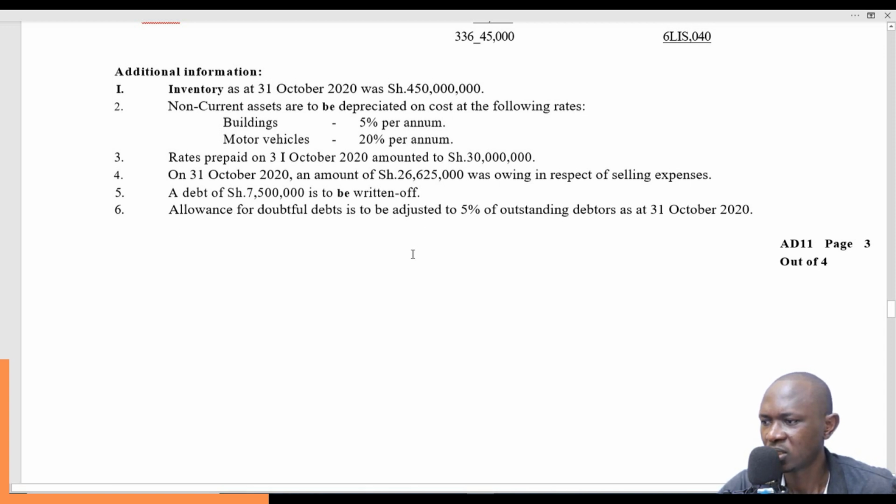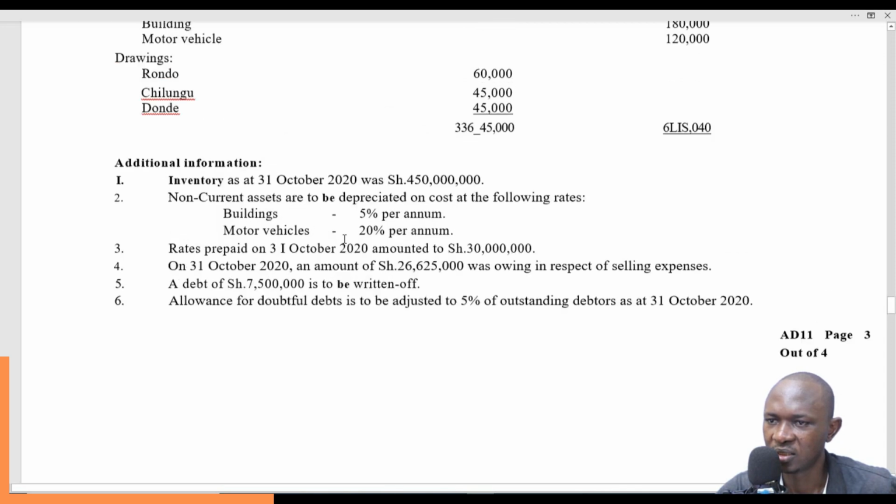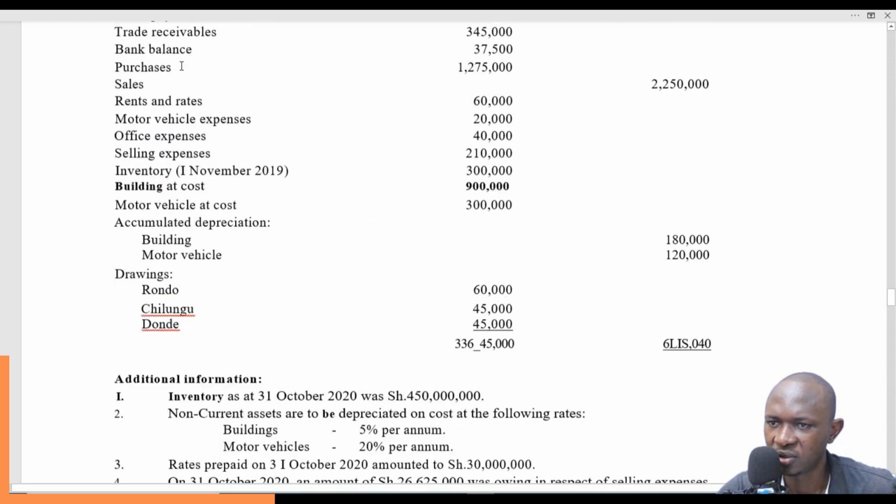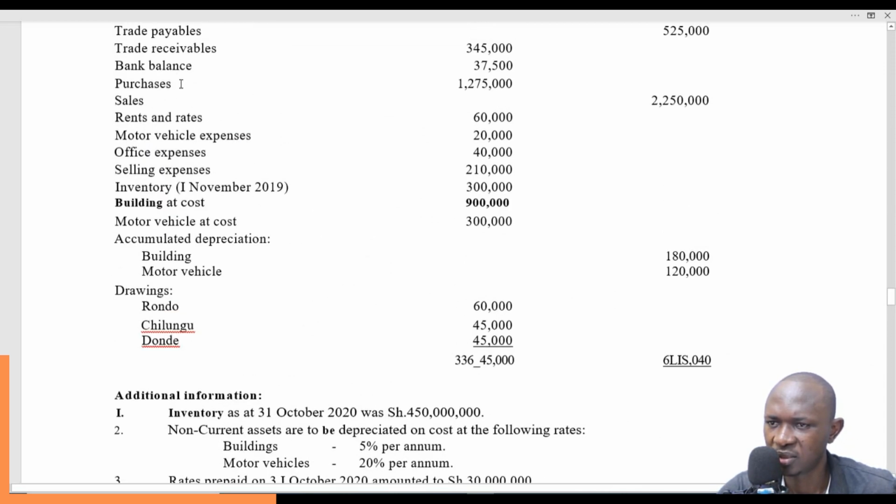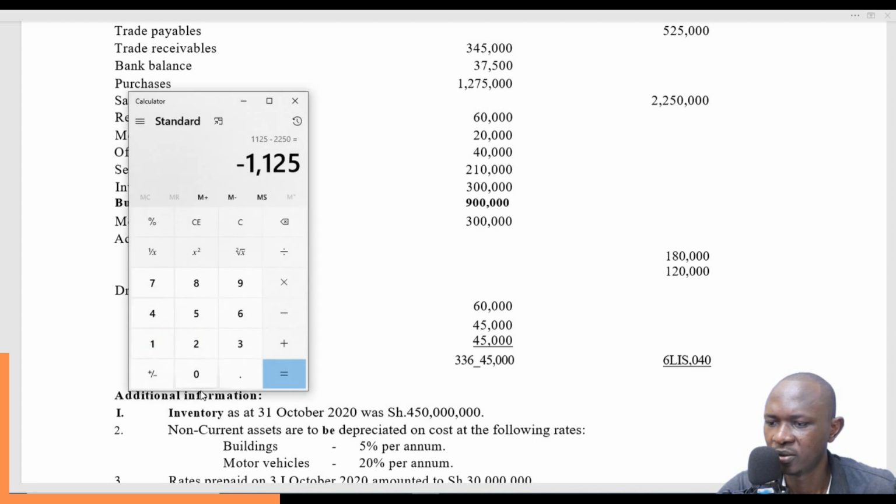Maybe let's just check this to see if it will qualify as a gain. Allowance for doubtful debts is to be adjusted at 5% of outstanding debtors. So 5% of 345,000 gives us 17,250.